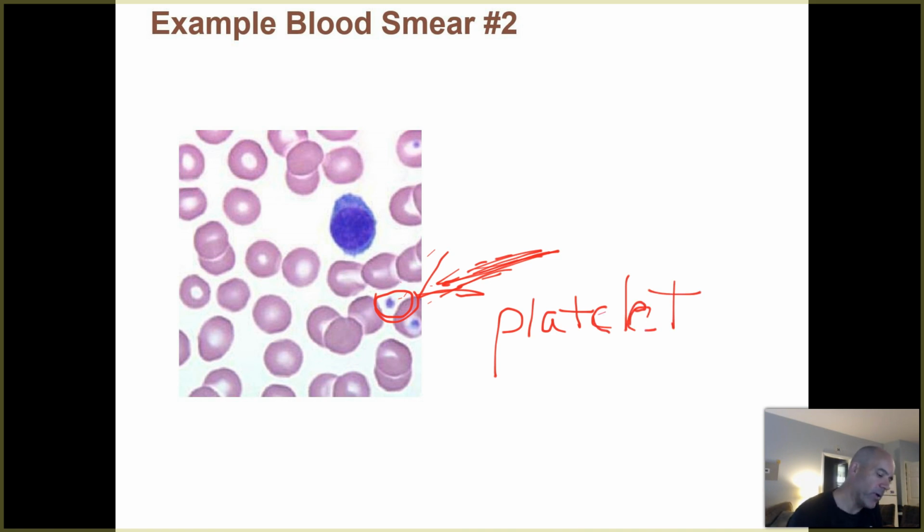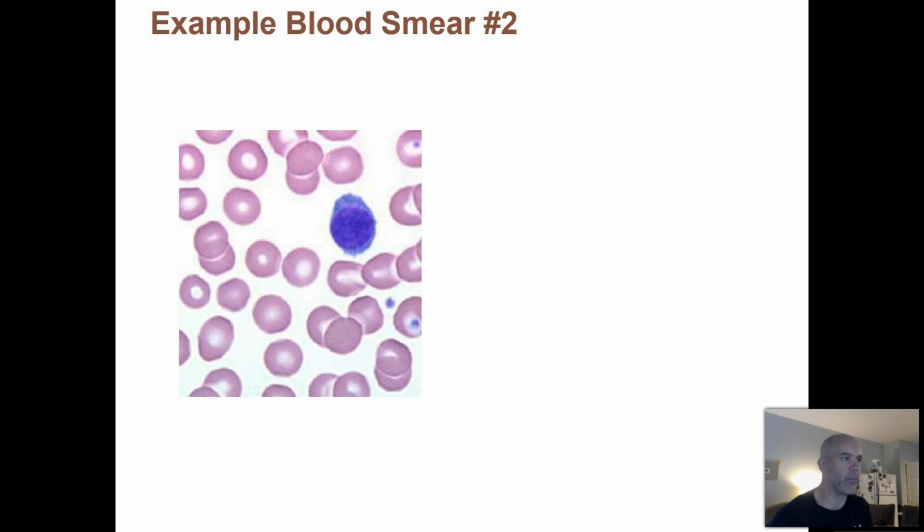Okay, now how about this one over here? Here's our white blood cell. See how that looks different from the surrounding things? I cannot draw on this screen today, so I'm just going to have to talk my way through it. I'm going to give up here.